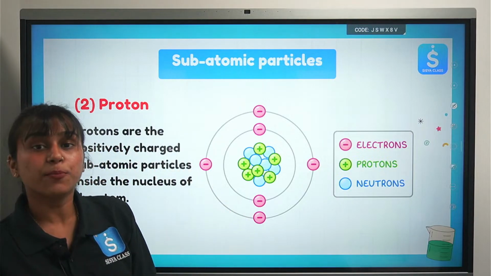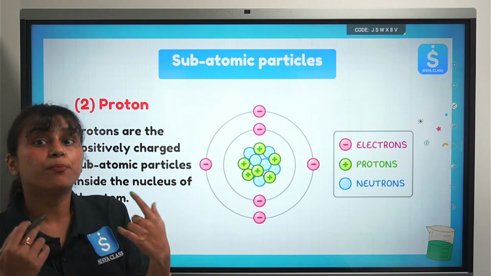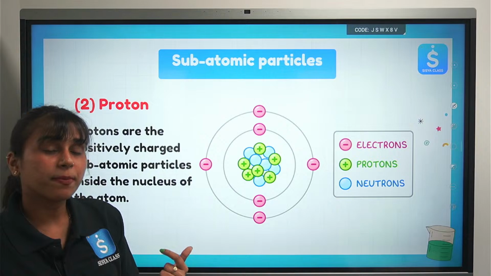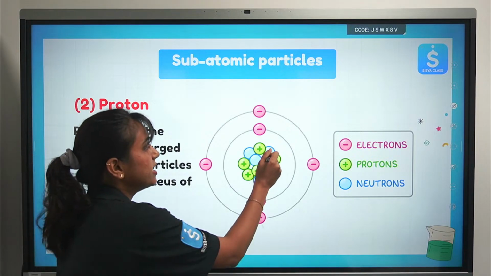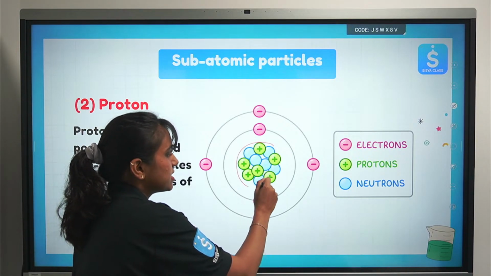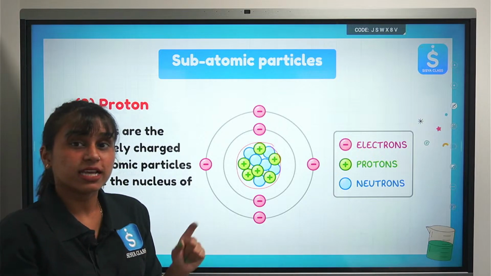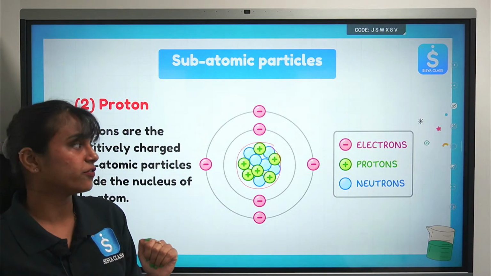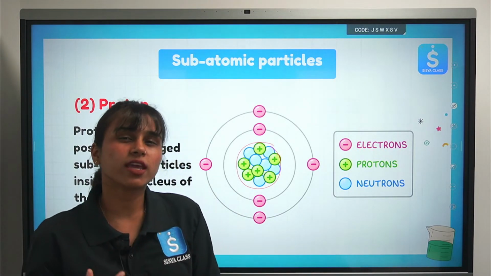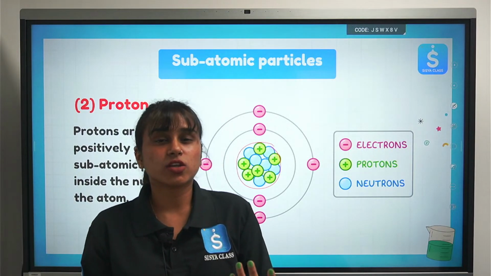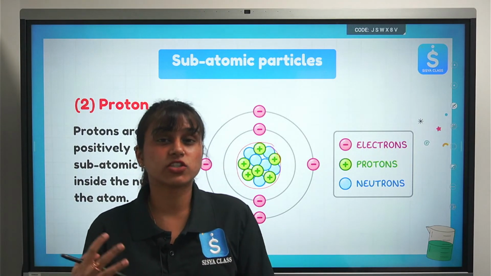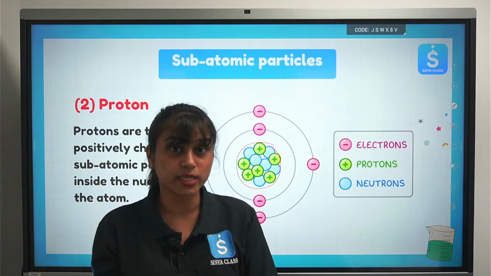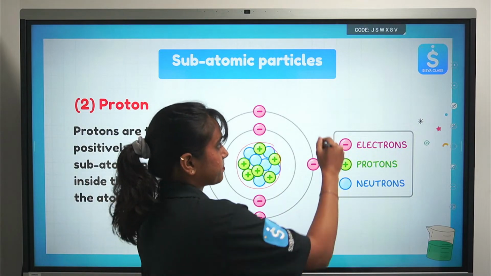Then the second is the protons. Protons are positively charged subatomic particles present inside the nucleus. You can see these green protons, they are present inside the nucleus of the atom. How can you remember? If you think, how will I remember negatively charged electron and positively charged proton, what if I get confused between the two? There's a simple trick.